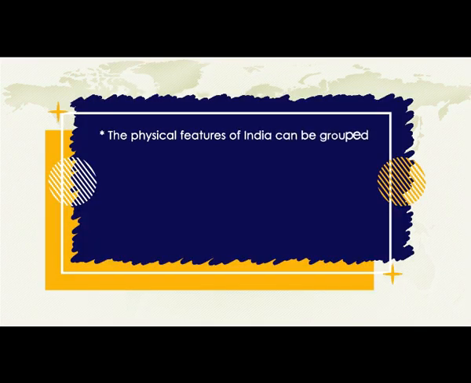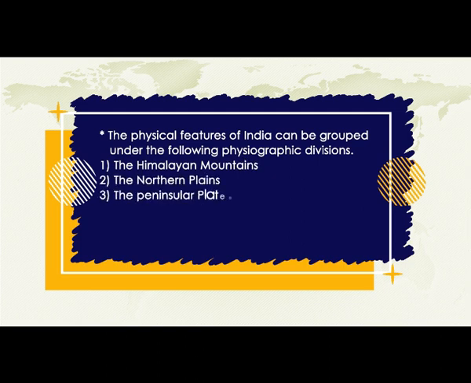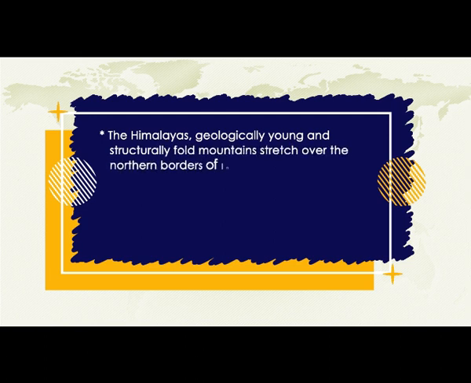The physical features of India can be grouped under the following physiographic divisions. 1. The Himalayan mountains. 2. The northern plains. 3. The peninsular plateau. 4. The Indian desert. 5. The coastal plains. 6. The islands. The Himalayas, geologically young and structurally fold mountains, stretch over the northern borders of India.